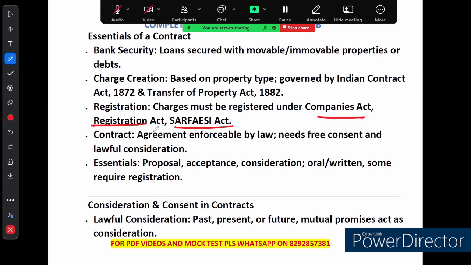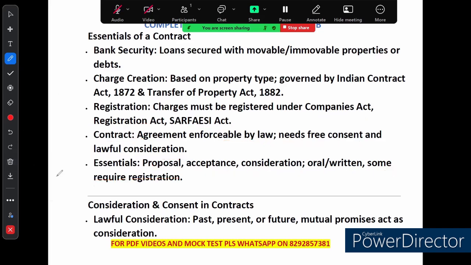Right. A contract is basically an agreement that can be enforced by law. But for it to be valid, both parties need to agree freely, and there must be something of value exchanged. Now, the key elements of a contract include proposal, or we can say offer, and acceptance of that proposal, and consideration, which means both parties are getting something in return. A contract can be verbal, or a contract can be written but needs to be officially registered. Right. So this is what a contract is.